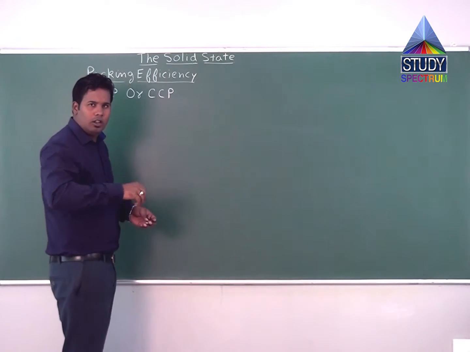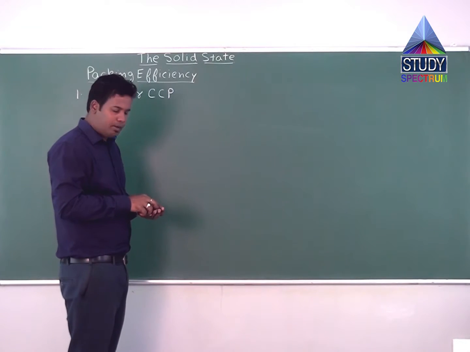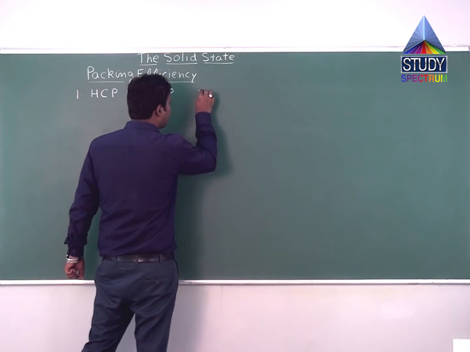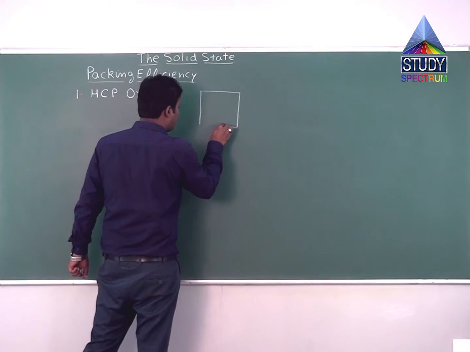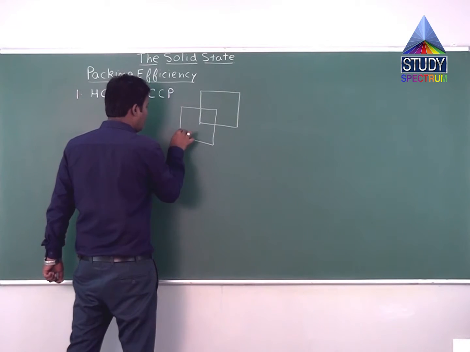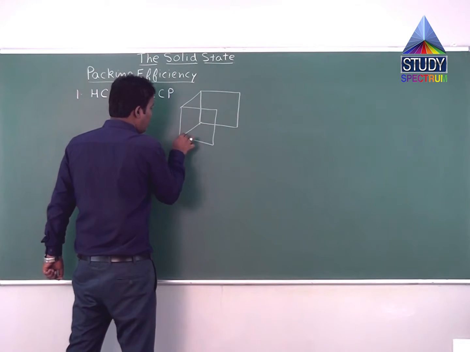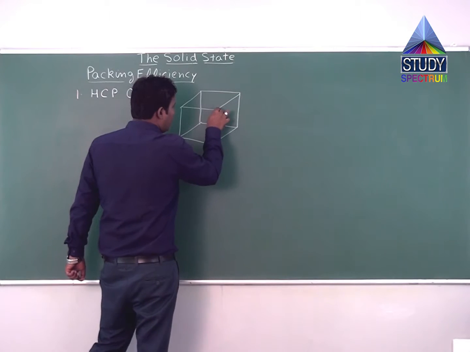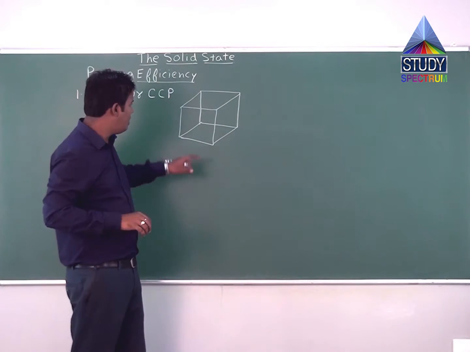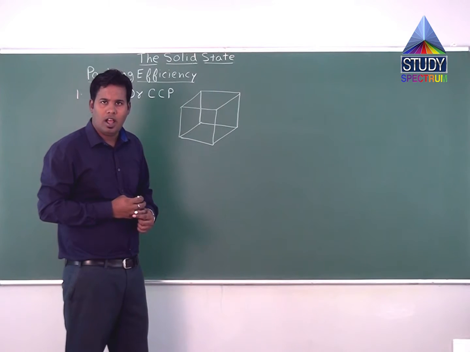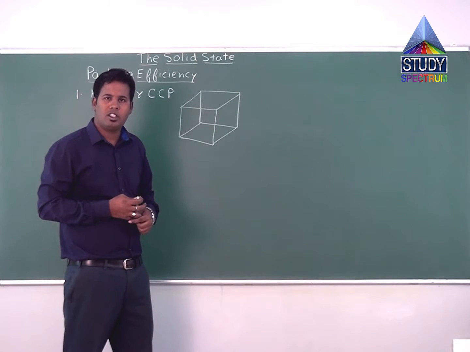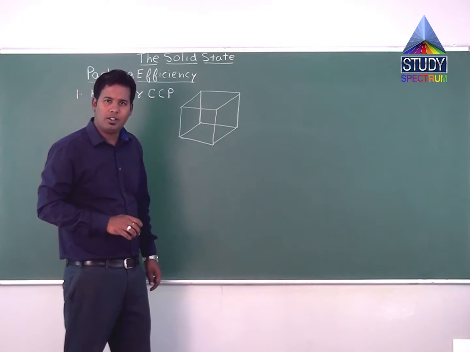Now if we draw the unit cell for HCP or CCP, it is somewhat like this. Where the atoms, molecules, or in short the constituent particles are present at all the corners, and along with it each of the atoms or molecules is present at the center of each face.